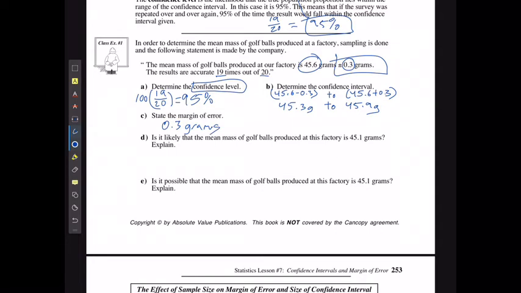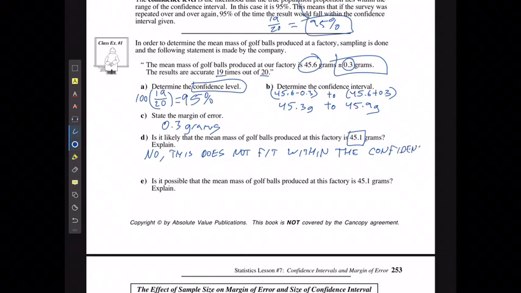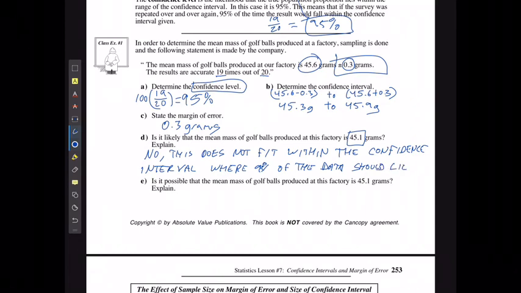Is it likely that the mean mass of a golf ball produced in this factory is going to be 45.1 grams? No. This does not fit within the confidence interval where 95% of the data should lie, which means realistically there's only about a 5% chance that it's going to exist outside of that area.